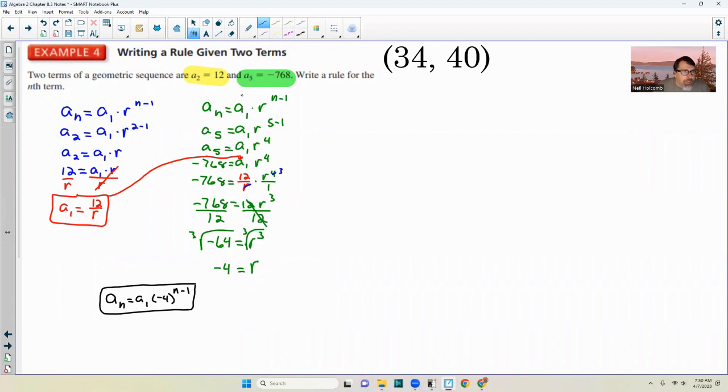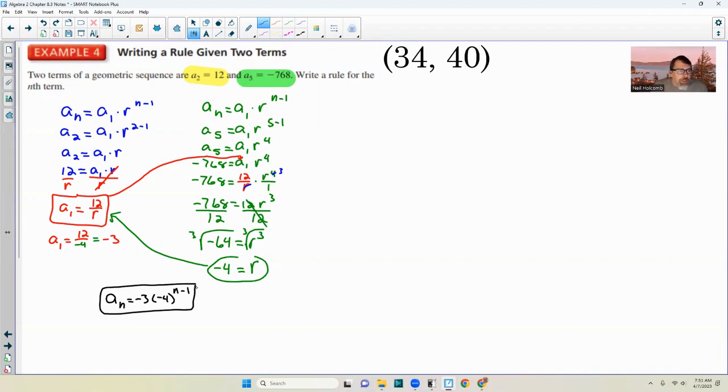Okay, I'm not quite done yet. Actually I shouldn't have done that yet. Let me just erase this a sub 1. I can find a sub 1 by plugging r in over here now. So a sub 1 is going to equal 12 divided by this negative 4, which equals negative 3. So my rule is going to be negative 3 times negative 4 to the n minus 1. Okay, so there is the rule.